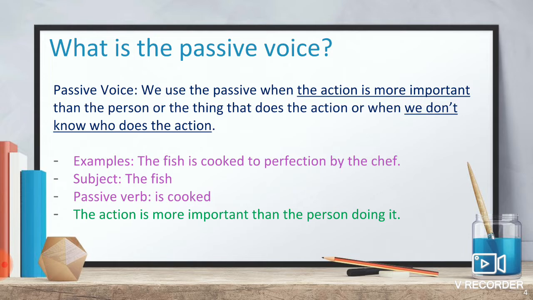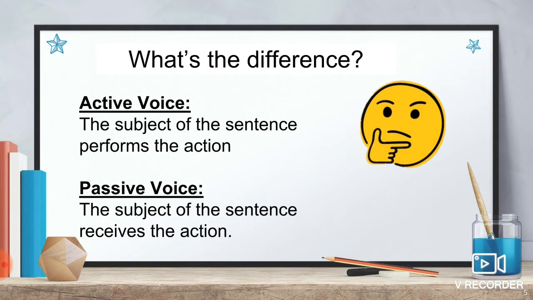So the action here, which is the fish is cooked, is more important than the person who is doing it, who is the chef. So what's the difference between the active voice and the passive voice again? In the active voice, the subject of the sentence performs the action. Okay, so the chef cooks the fish. This is the active voice. In the passive voice, the subject of the sentence receives the action. Okay, so something is being done to the subject. The fish is cooked.